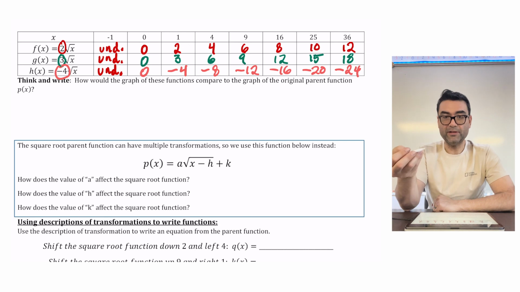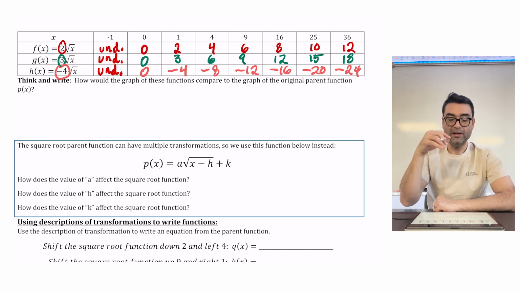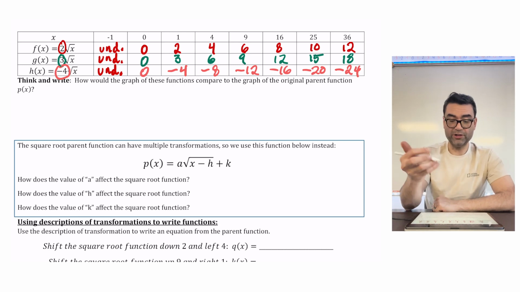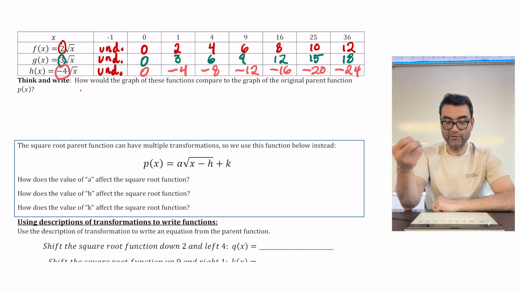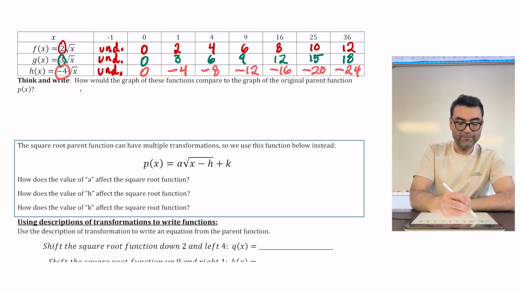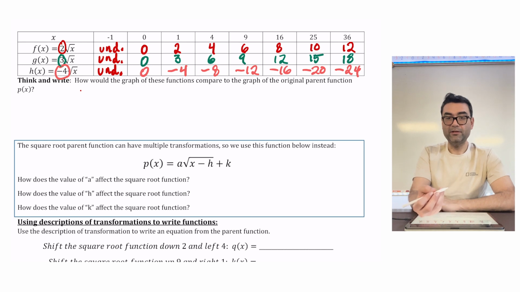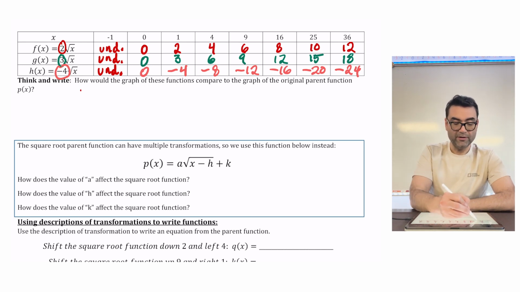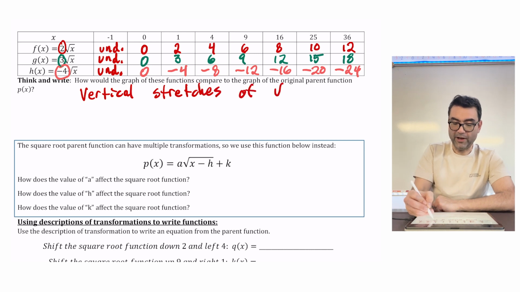What you notice is it's not doing the same thing we saw before where we're moving the function up or down or left or right. This is doing what's called a vertical stretch. So it says, how would the graph of these functions compare to the graph of the original parent function? These would be vertical stretch transformations. So vertical stretches of square root of x.